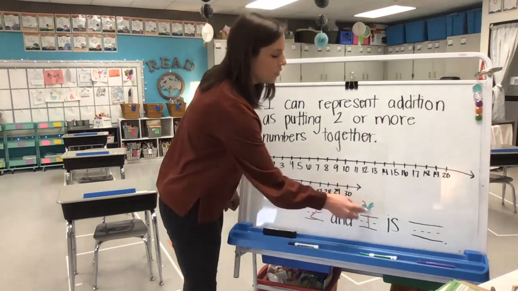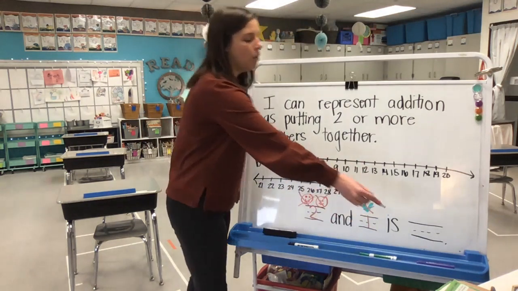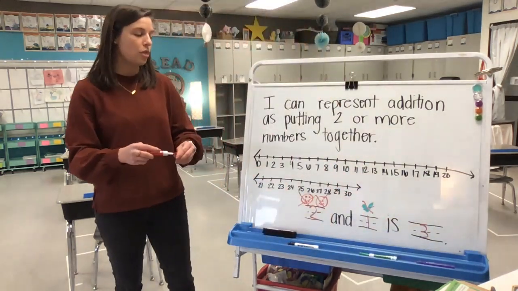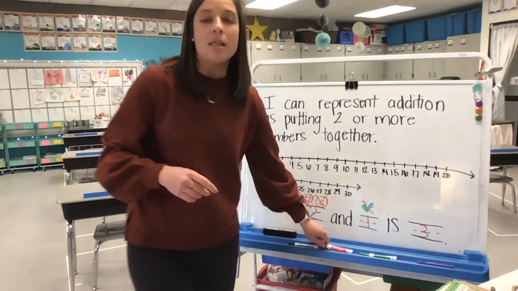1, 2, 3. So 2 and 1 is 3. 2 add 1 equals 3 is another way to say that. Let's take a look at our solve and share for today.